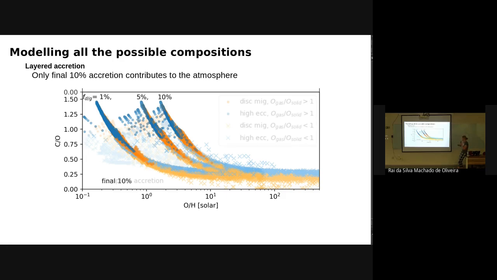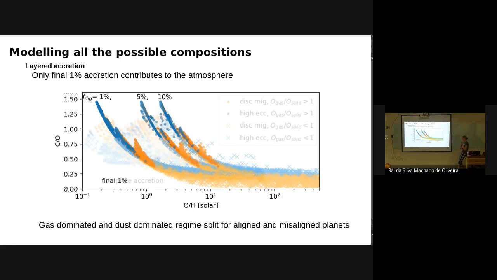And in these cases, you can see that both of them start to separate. Like we have the split that we had before here, but we also have a split in the gas accretion happening here. So in both cases, the aligned planets have a lower C/O, but they are at different rates relative if gas accretion is more important or whether dust accretion is more important. We can make this even more extreme if we only consider the final 1% of all accretion, then you see it even more clearly, and you see the aligned planets go even further down in C/O ratio.